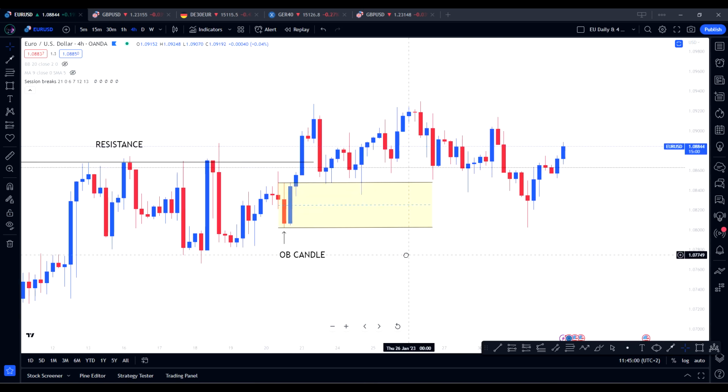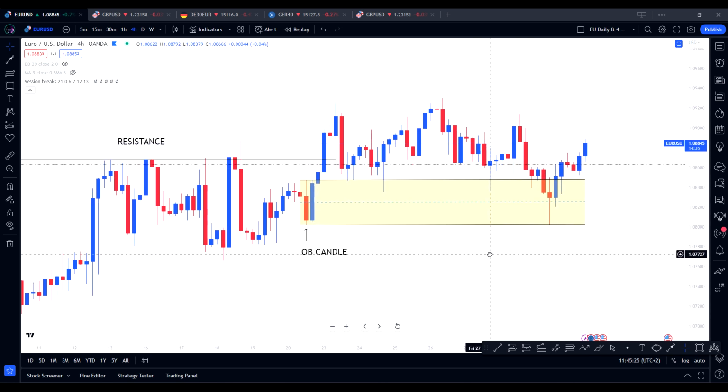So what do we wait then to see? We want to see price retrace back into this order block candle zone, right, before continuing its way upwards. Now, how do I like to trade it? I like to see price retrace back into the order block zone and pierce the middle, the 50% mark of the parallel channel. Now we can see price tried to do this a couple of times before it actually succeeded.